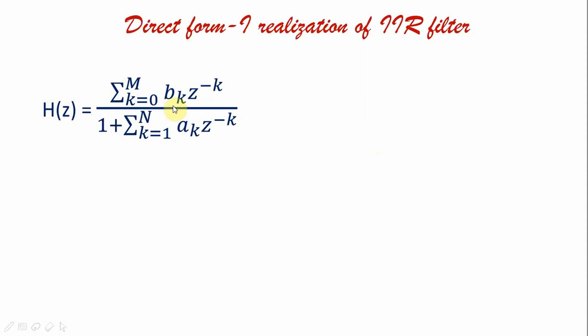The IIR filters will have the transfer function of the form given by sigma k varying from 0 to capital M bk z power minus k divided by 1 plus sigma k varying from 1 to N ak z power minus k. The transfer function will have both zeros and poles, unlike the transfer function of FIR filters, which have only zeros.